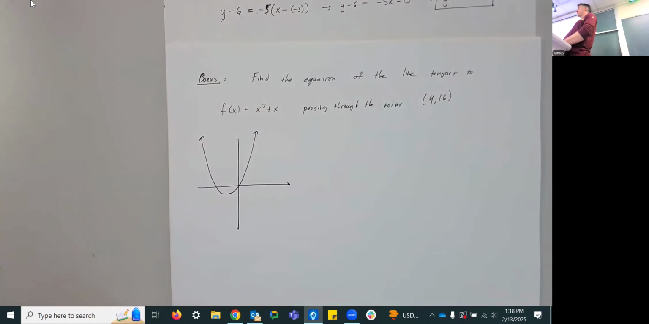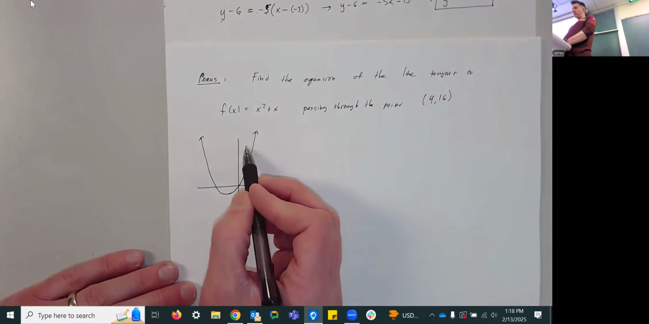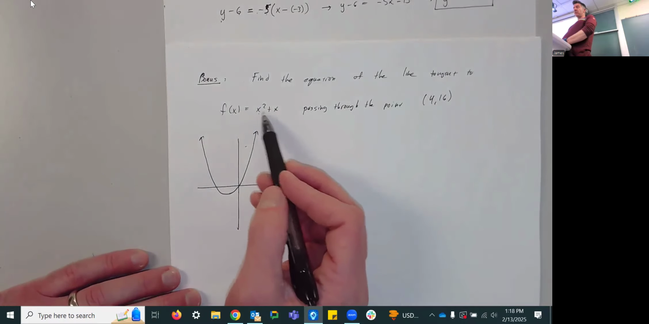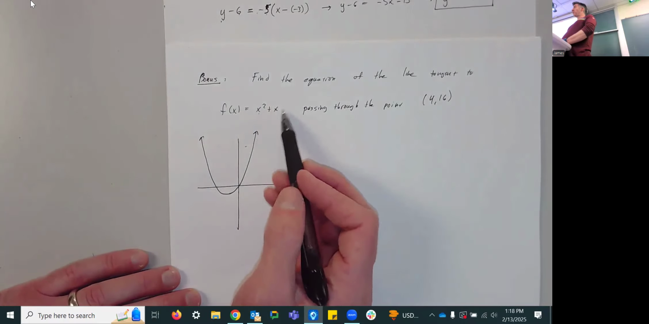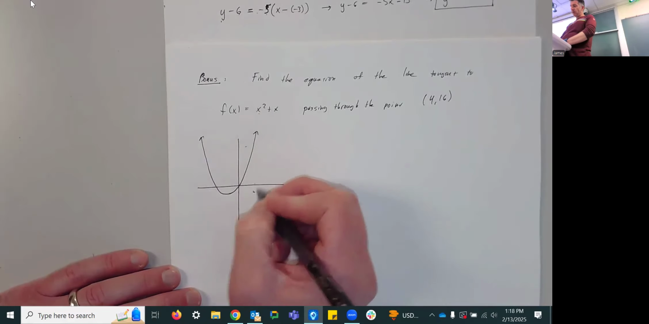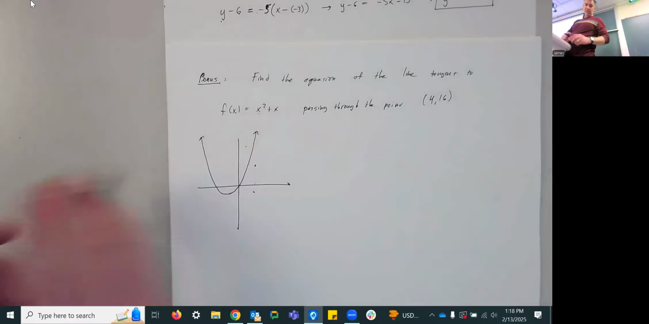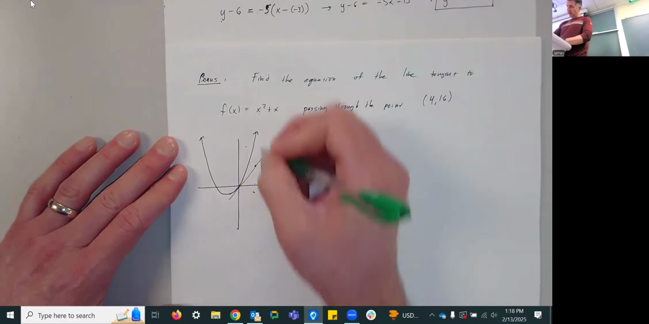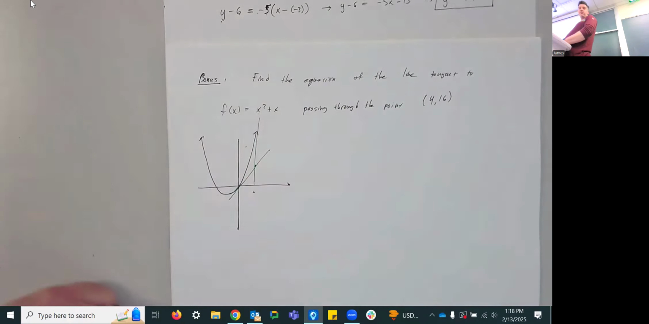And then my point 4 comma 16, I'm actually kind of curious. Would the point 4 comma 16 be above the parabola or below the parabola? Good question. So if I plugged in 4 for x here, I get 16 plus 4, which is 20. So the parabola is going to have a higher y value at the corresponding x value. So wherever 4 is, maybe here is 4 comma 16. So there's probably going to be 2 answers. There's probably going to be a line like this and a line like that. But we don't, again, really need to know that to do the problem.